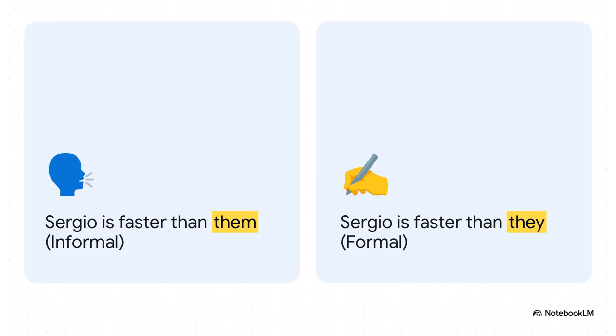Sergio is faster than them are. See? That sounds completely ridiculous. And that is exactly why, in strict formal grammar, we have to say Sergio is faster than they. We use the subject pronoun they because it's the subject of that hidden invisible verb.